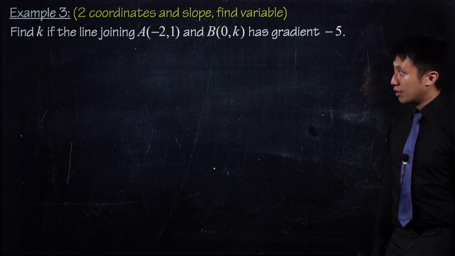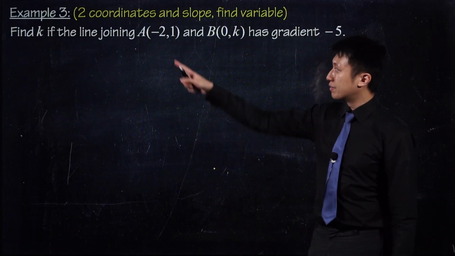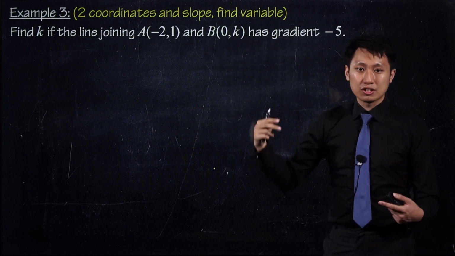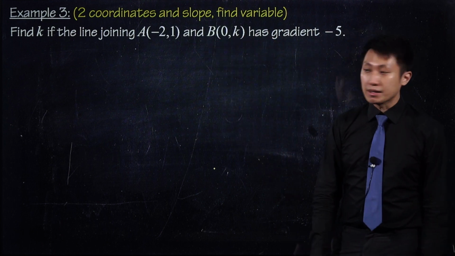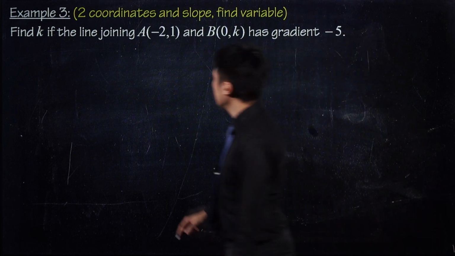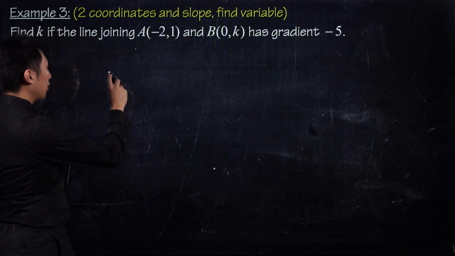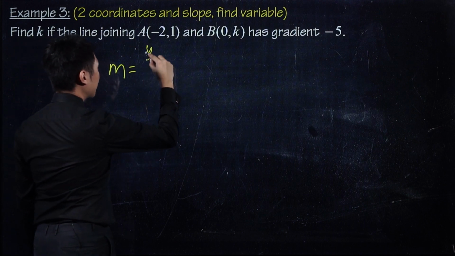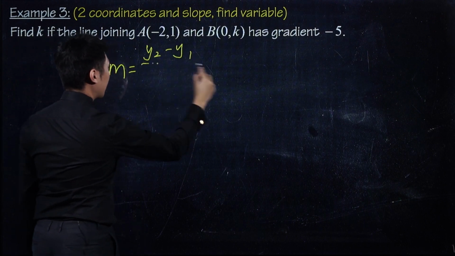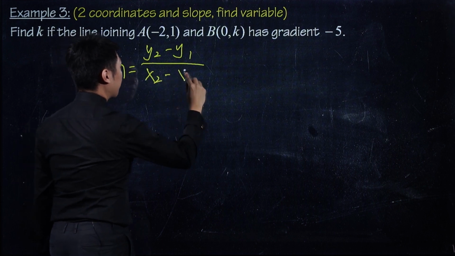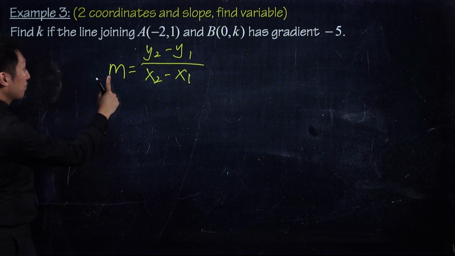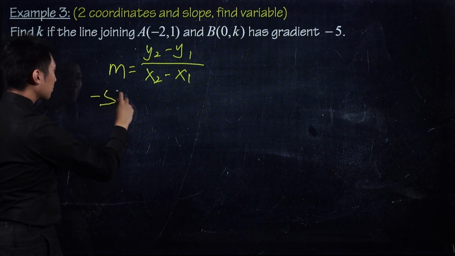The next one. Find k if this point and this one, the line that joins these 2 points, has gradient -5. So not difficult because we can use the formula for the slope. m is equal to y2 minus y1, okay, first time, so I write for you, divided by x2 minus x1. I sub all the things that you have into it. So m is -5.